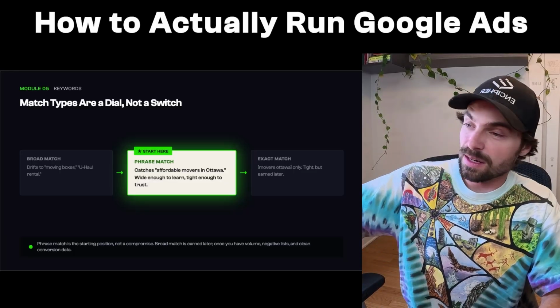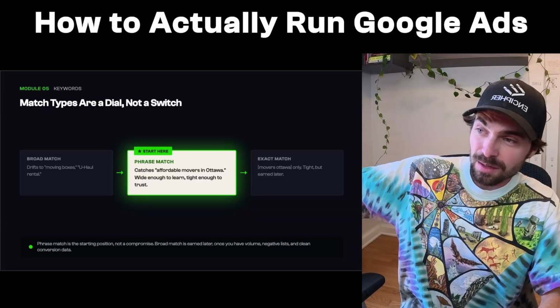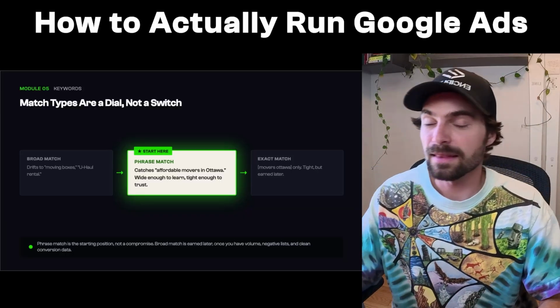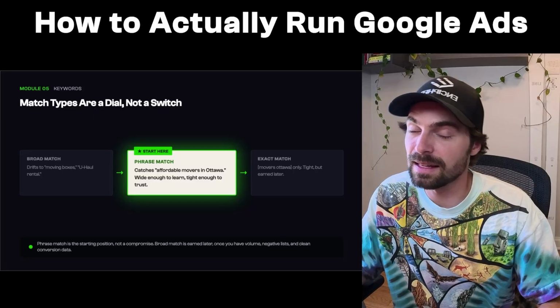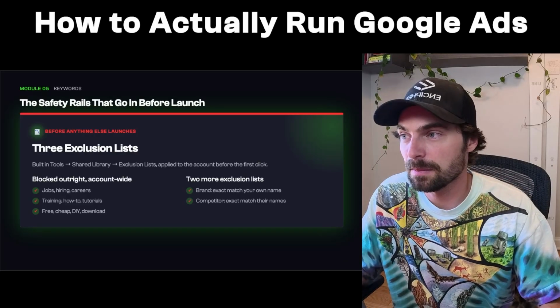So if you're just running on broad match, it's not working, that's probably why you need to review your search terms, and you need to make sure, ideally, that you're using phrase match at a minimum.